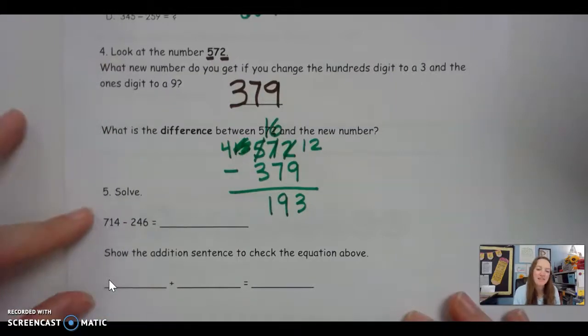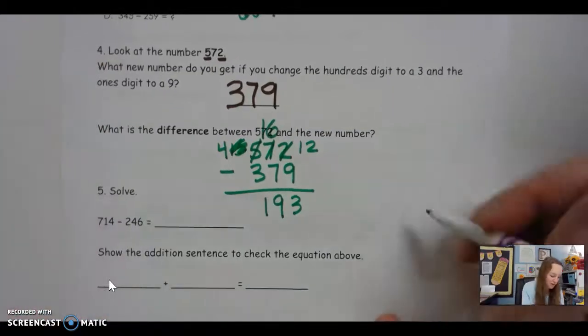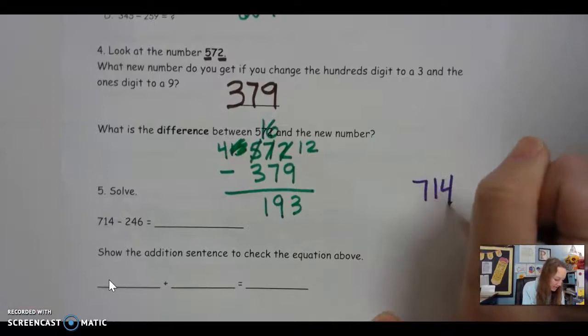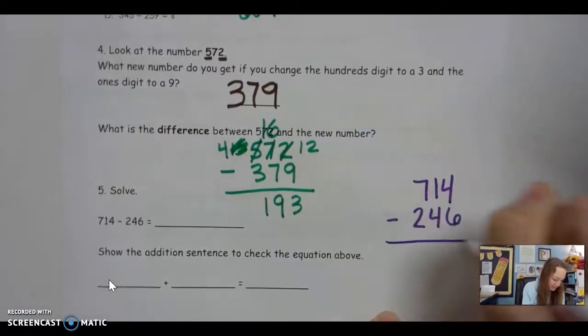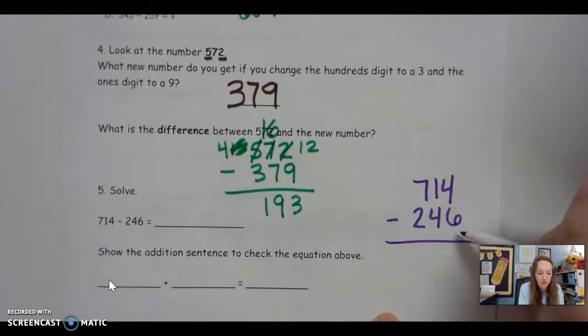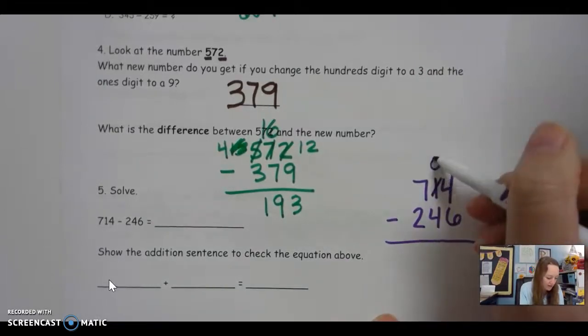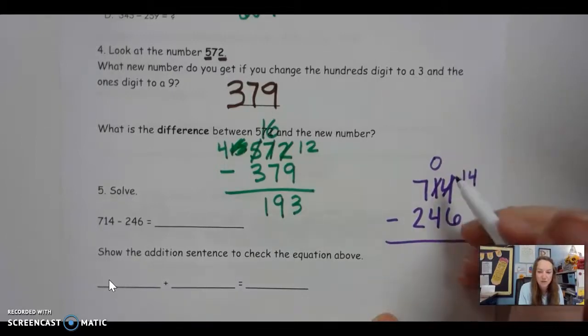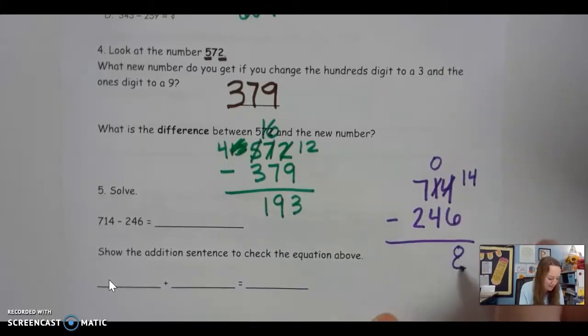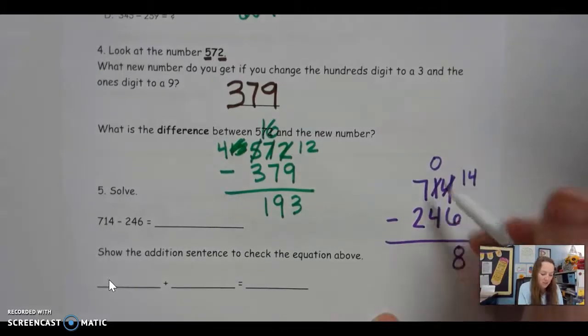Number 5, it says solve. So we're going to do the problem 714 minus 246. Now I have more on the floor, so I'm going to go next door and get 10 more. So my 4 becomes a 14. 14 minus 6 is 8.